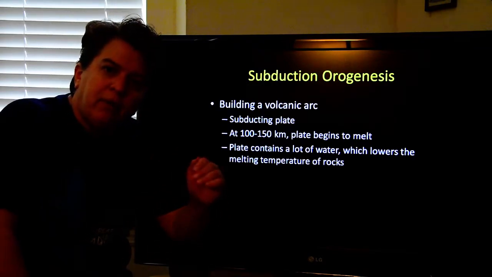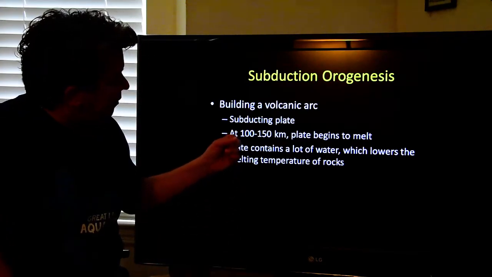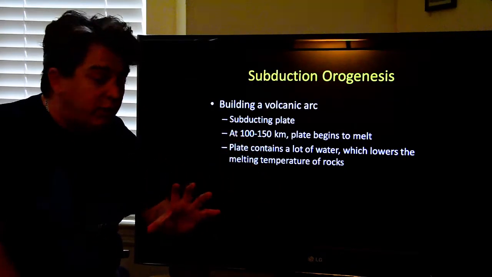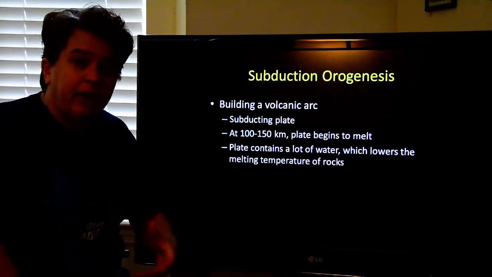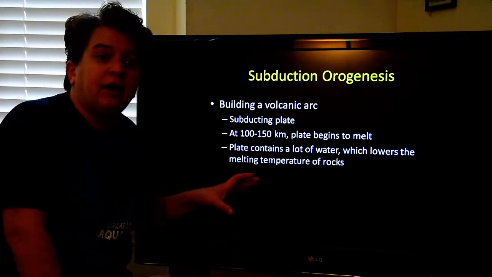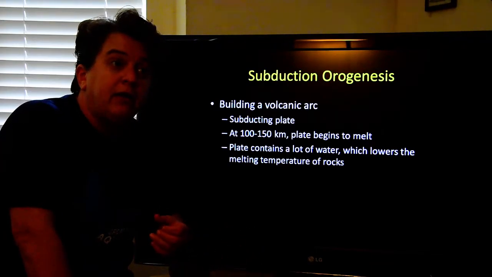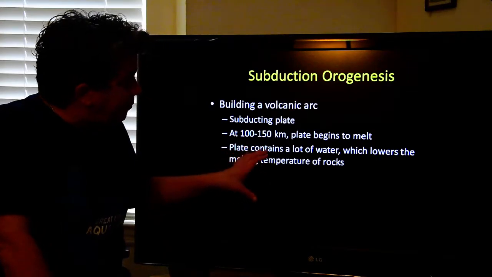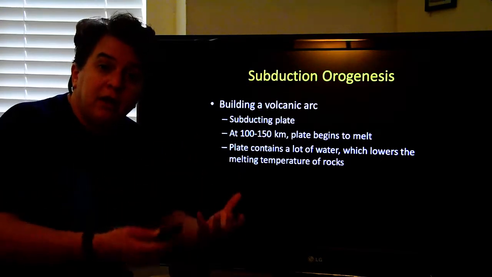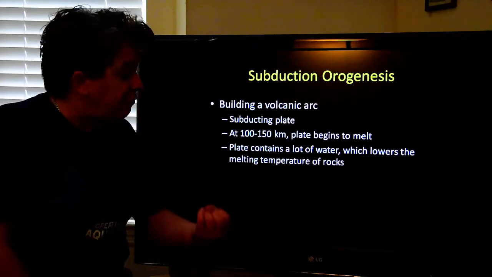And as it gets deeper and deeper in the asthenosphere, it's going to start getting hotter and hotter. And at about 100 to 150 kilometers deep, and that's where it always happens, the plate and some of the mantle above it starts melting. And remember that flux melting, that addition of volatiles I talked about in the volcano lecture? Well, that sinking plate has a lot of water, and that lowers the melting temperature of these rocks, so they can start to melt at that location. So now we have magma.